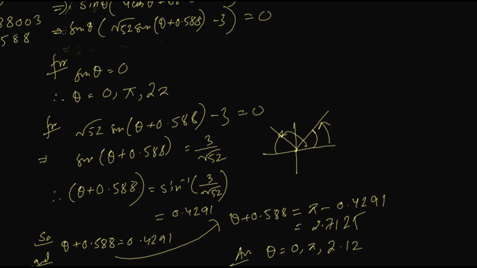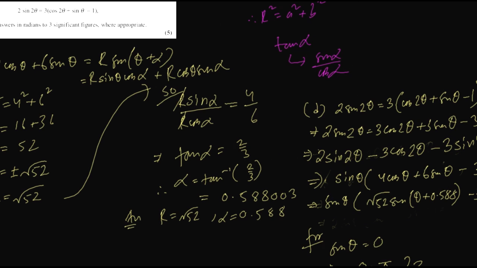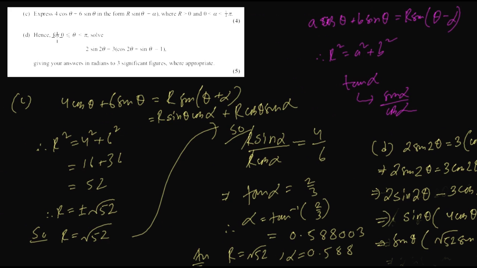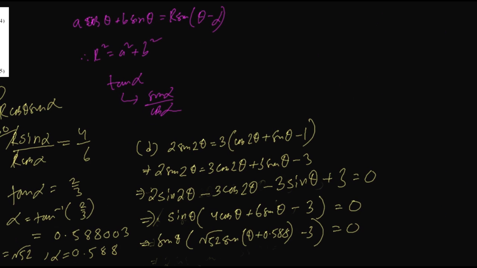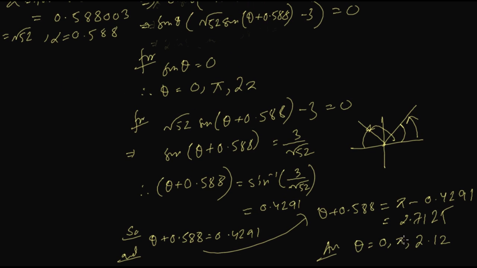So let's check what the range was. Let's check this again. Okay, it was greater than or equal to 0 and less than pi, so pi cannot be included, and 3 significant figures. So the answer would be 0. We cannot take pi, so this will not be taken, and this is 3 significant figures. So this is the answer.